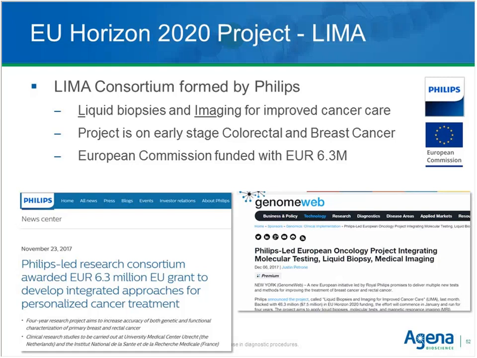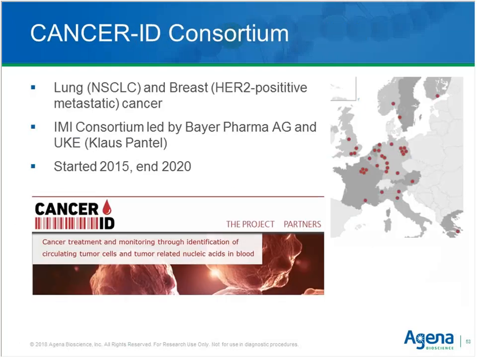That project is called LIMA. It stands for Liquid Biopsy and Imaging for Improved Cancer Care, and this project started with a pretty high fund of more than 6 million euros just at the beginning of this year. And to its prestige, it was announced by Philips and by GenomeWeb. That is one consortium playing in the field of colorectal cancer and breast cancer.